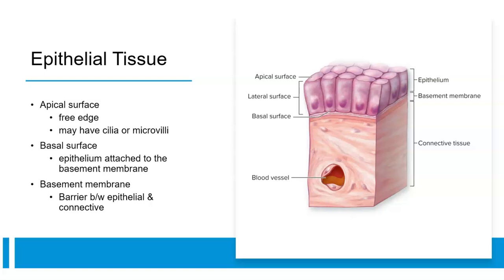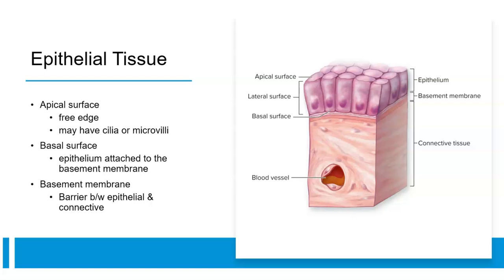So the apical surface of the epithelial of your skin would be the part that you actually see, the most superficial. The apical surface of the digestive tract would be, of the epithelial tissues of the digestive tract, would be the opening, the cells that are part of the opening.